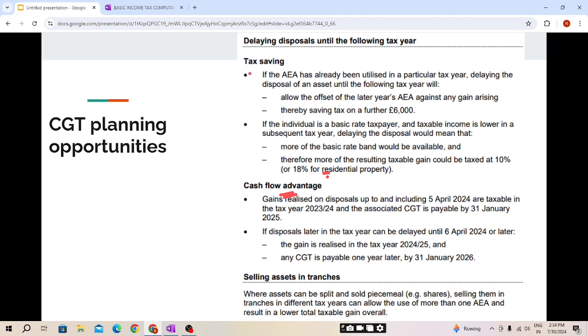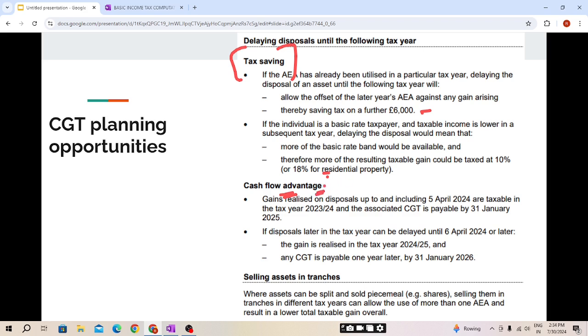This is the tax saving. Tax saving can be done, students. We can dispose of the asset next year so that we can use our AEA. Or if the individual is assuming that the total taxable income will be low in a certain period, they can delay the disposal so that they can pay the tax at 10 or 18%.